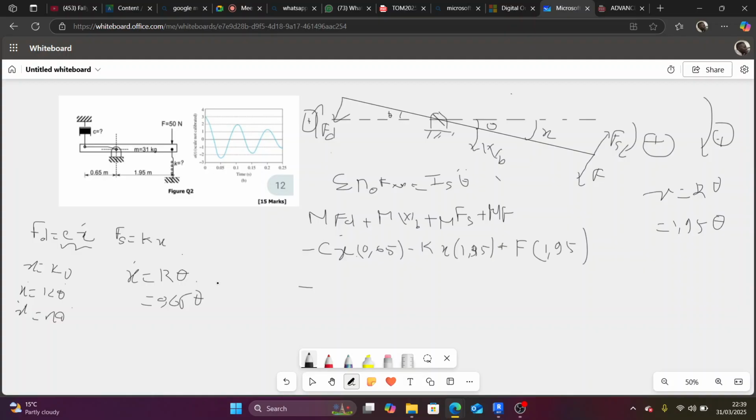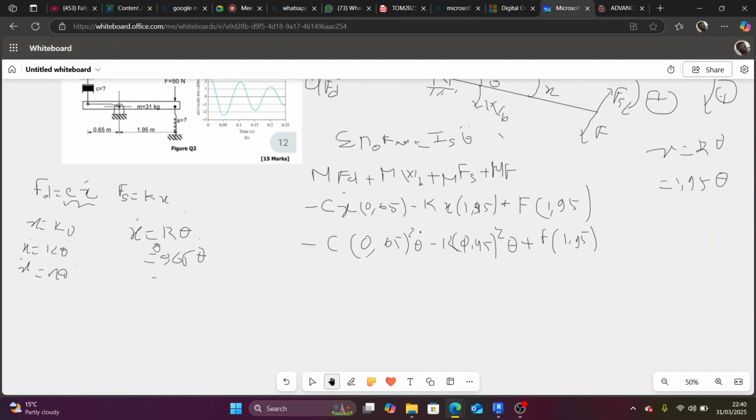But you were not in class, I understand. You'll be having minus c. Is it okay if I write 0.65 squared theta dot? Yes, sir. Is it okay, guys? Yes, it's okay. So here you also have k 1.95 squared theta plus F 1.95. Now you are done with the moment.